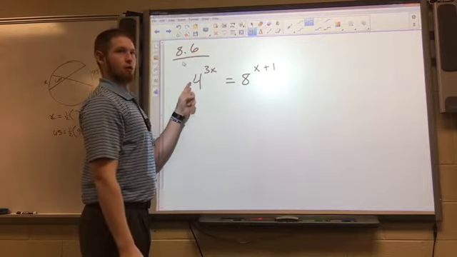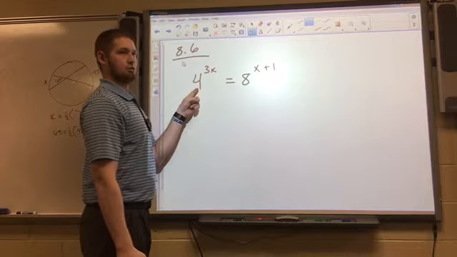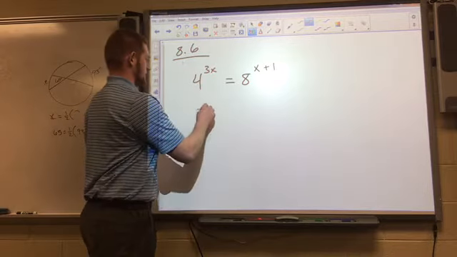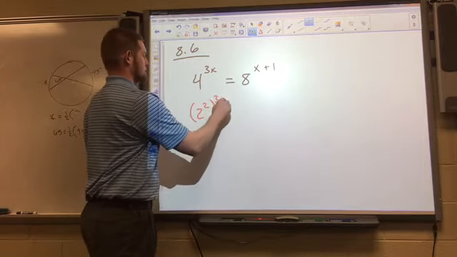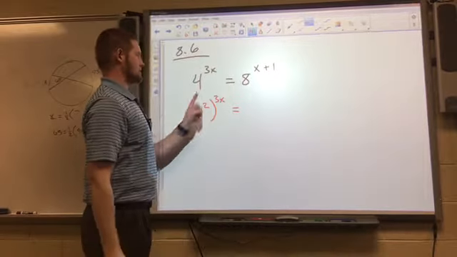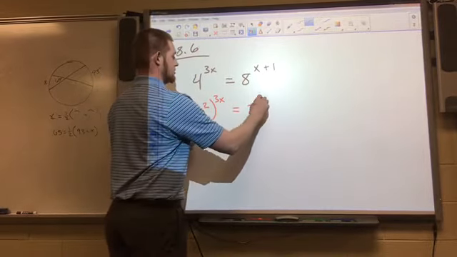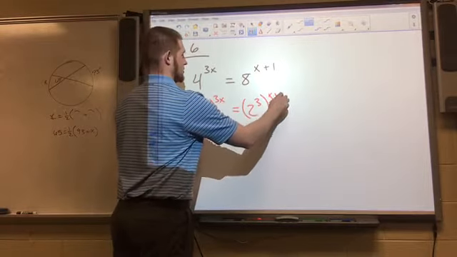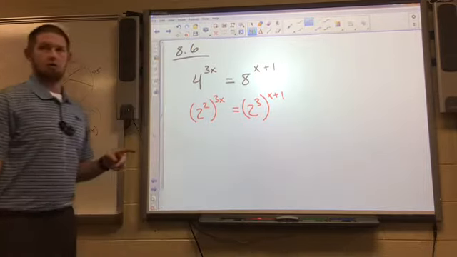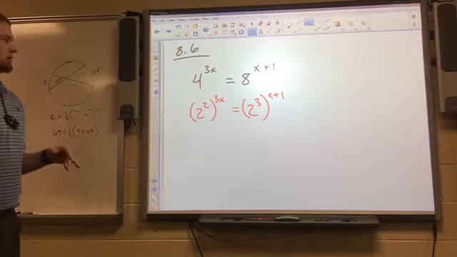Yeah. What is 4 with an exponent? What can I change it to? I can change that to a 2 squared, and then that's to the 3x. Can I change 8 to a 2? 2 cubed, and then to the x plus 1. Everybody good so far?